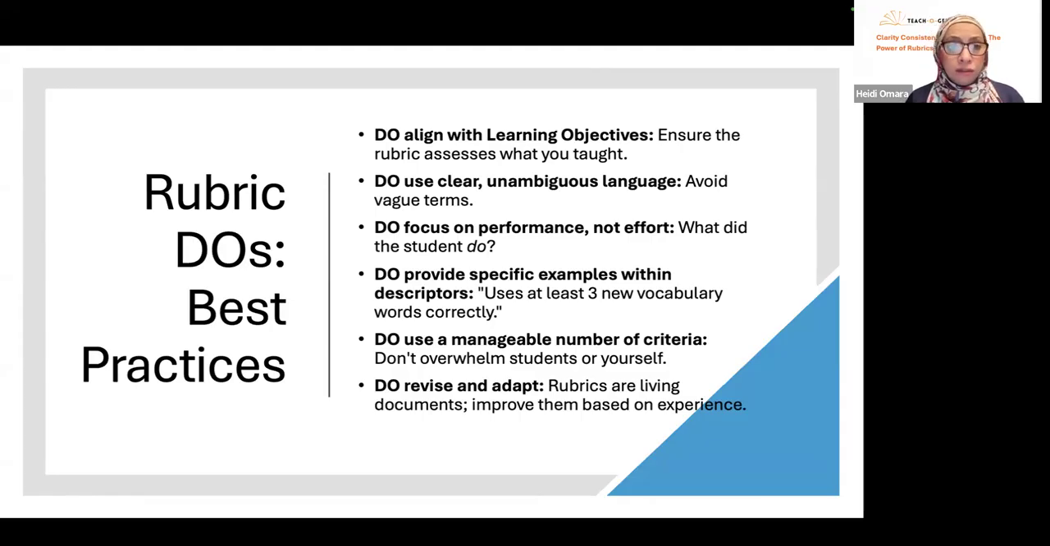For instance, when you say vocabulary, uses vocabulary related to the topic, specify in the score out of 5 how many vocabulary words you want. Uses at least 3 vocabulary words, so that you make it more tangible. And use a manageable number of criteria. Don't overwhelm yourself and the students with a lot of criteria. 4 or 5 are more than enough. So task achievement, grammar, vocabulary, mechanics, this is enough. If it is a more complicated piece of writing, like academic writing, you can use thesis statement.